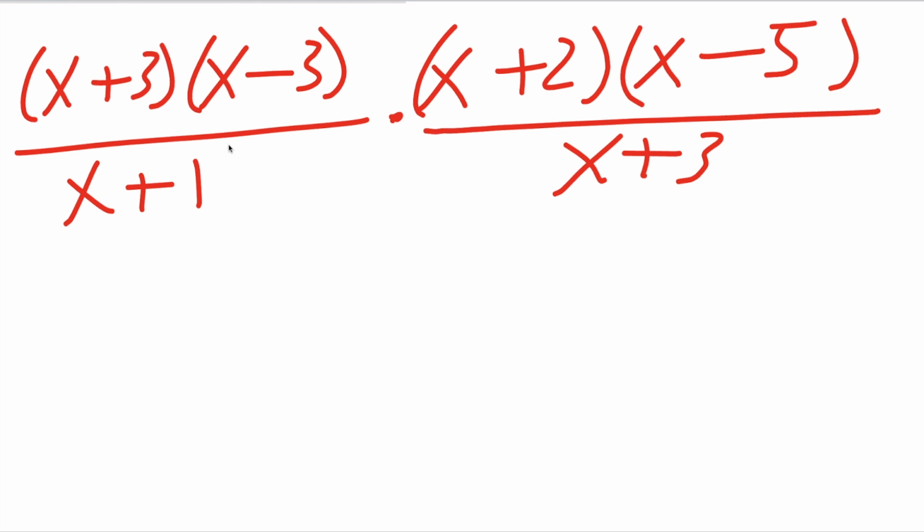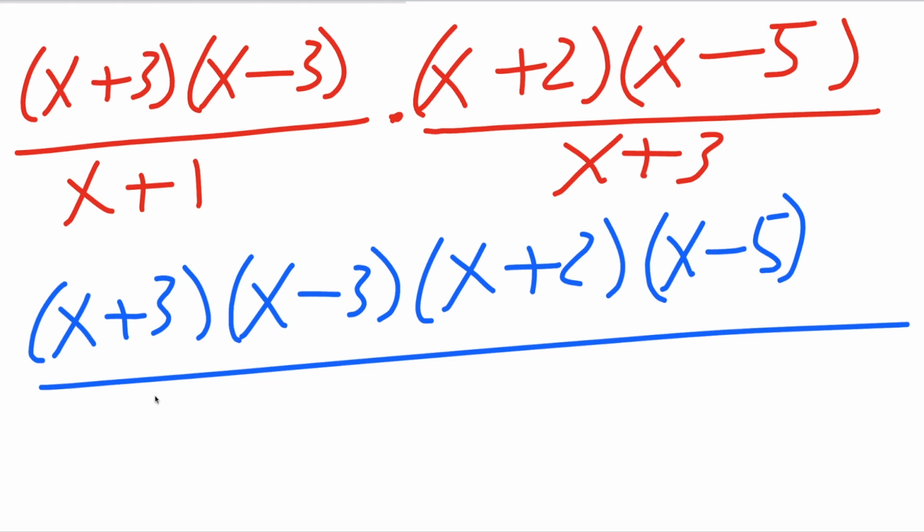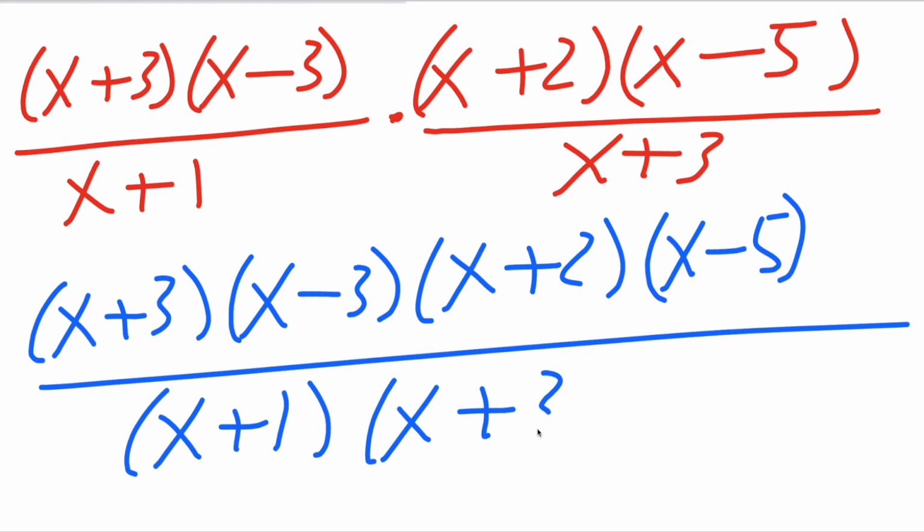So our next step, maybe we can clean up a little bit. I'm going to write our numerators on top, and I'm going to combine them because this is multiplication. And for multiplication, we multiply the numerator with the numerator and denominator with the denominator. So here I'm just rewriting it into one single fraction divided by x plus 1 and then x plus 3.